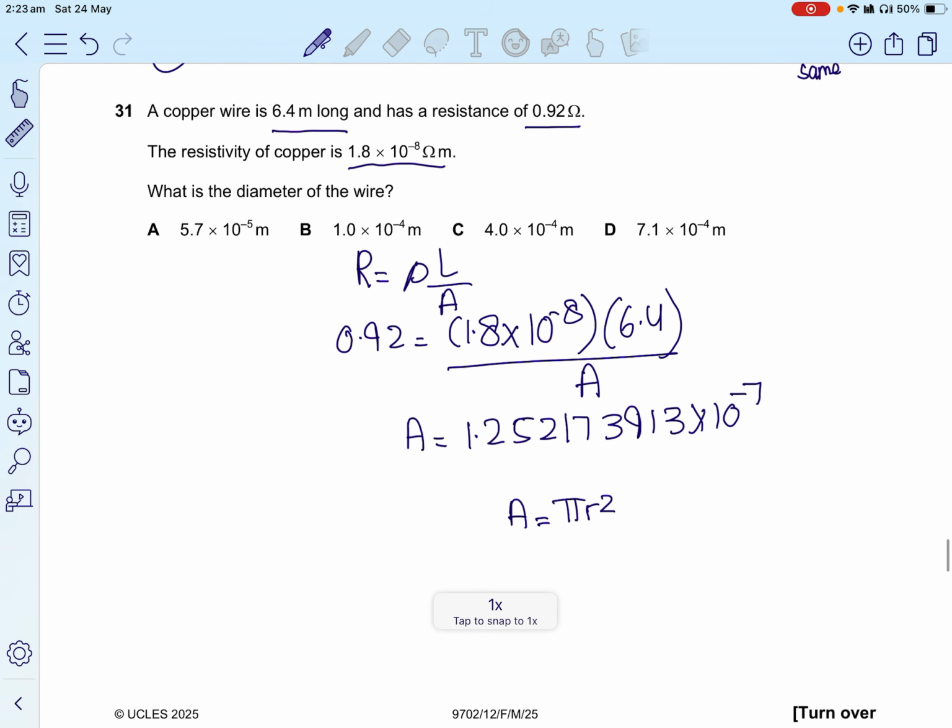Obviously, for diameter, I got to multiply this by 2. So that will give me 3.9928936 into 10 raised to negative 4, which is closest to C, which is 4.0 into 10 raised to negative 4. Therefore, the correct answer is 31C, which is 4.0 into 10 raised to negative 4.